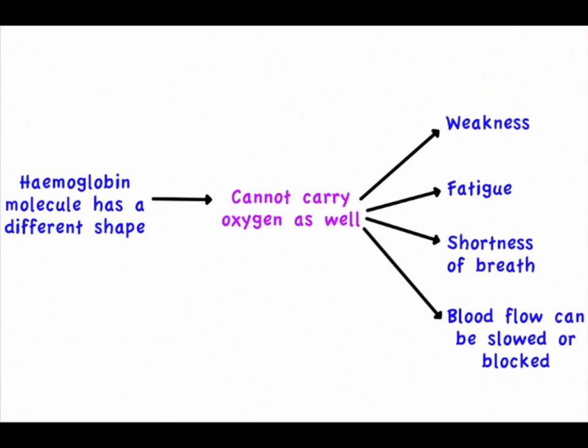Important to note that sickle cell anemia is caused by two mutated recessive alleles. That takes you a little bit into genetics, so do check the genetics section for that.